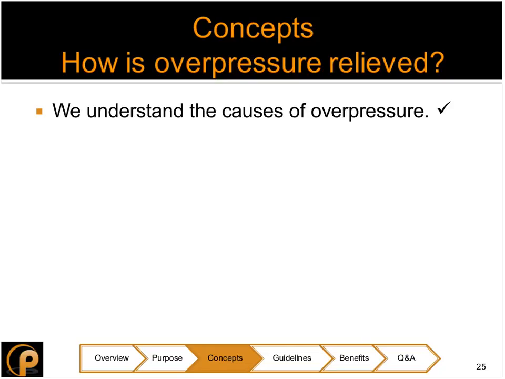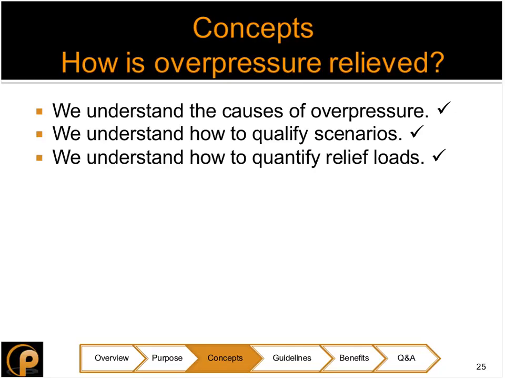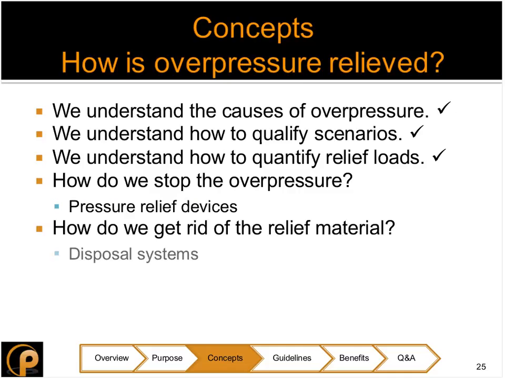So far so good. We understand what causes overpressure. We understand that scenarios need to be qualified. We understand that relief loads need to be quantified. And the next question is, how do we stop an overpressure and how do we get rid of the relief load? Well, we can stop an overpressure with a pressure relief device, and we can get rid of a relief load with a disposal system.